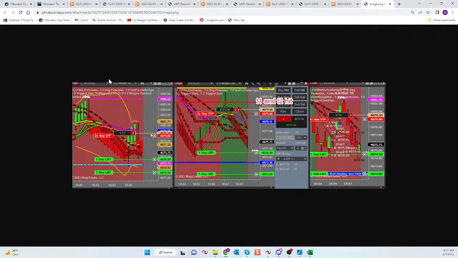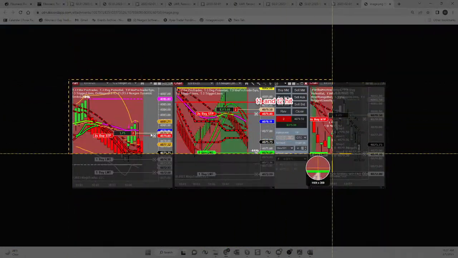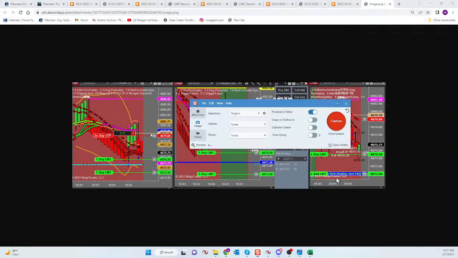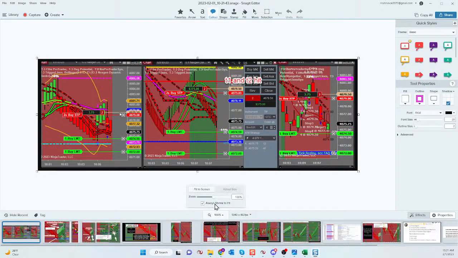I'm going to take a picture of your picture just so I can blow it up. I'm not sure why, but yours always come up a little bit smaller for me.